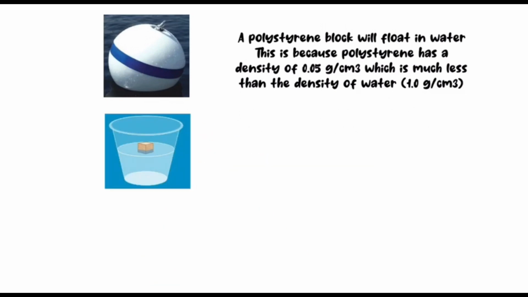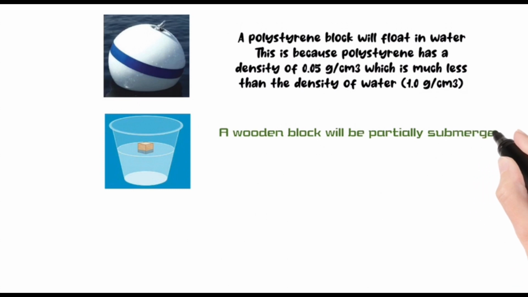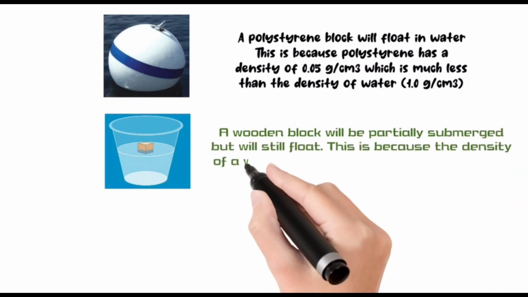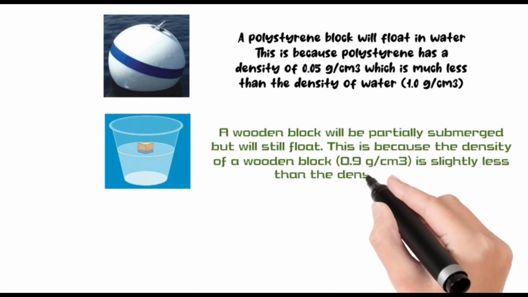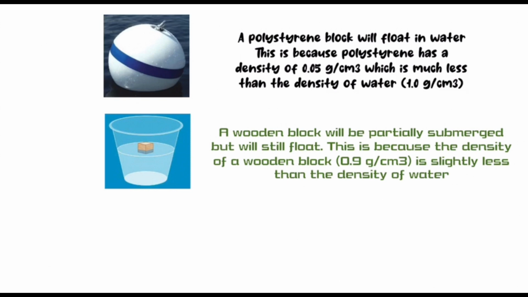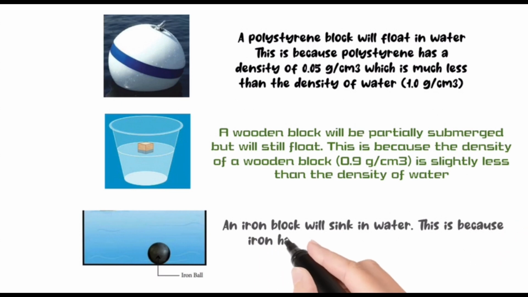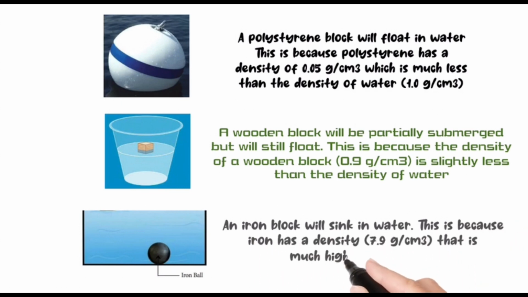In the second image, a wooden block will be partially submerged but will still float. This is because the density of the wooden block is 0.9 gram per centimeter cube, which is slightly less than the density of water. In this image, an iron ball will sink in water. This is because iron has a density of 7.9 gram per centimeter cube, which is much higher than water.